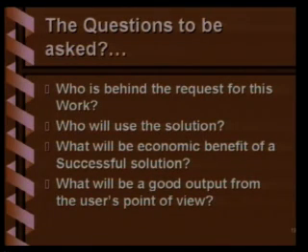You want to know about the users. What kind of framework are they working with? What kind of interfaces can they be more comfortable with? Okay. What will be the economic benefits of a successful solution? Definitely, once again, before it is too late, there is no harm in looking back at certain things. What will be a good output from the user's point of view? So you are just looking at some of the basic requirements.